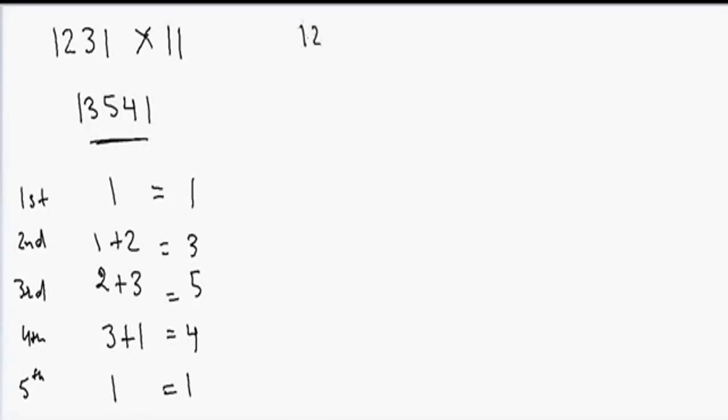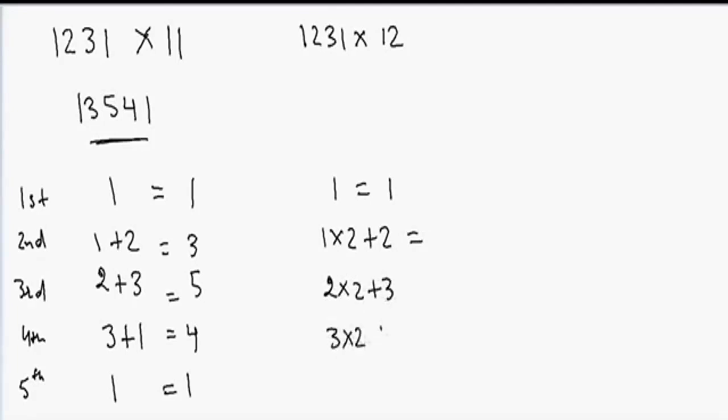Again, if I have 1, 2, 3, 1 and I want to multiply by 12, here we have 1, then we have 1 into 2 plus 2, then 2 into 2 plus 3, 3 into 2 plus 1, and 1 into 2, so that will give me 4, this will give me 7, 7, 2. So the answer is 1, 4, 7, 7, 2.